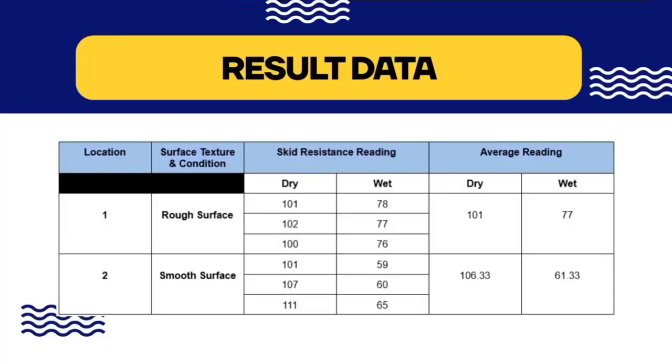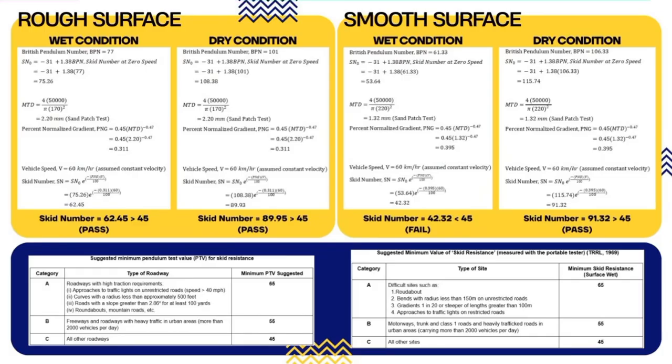For the result data at location 1 with a rough surface, the skid resistance readings under dry condition gave an average of 101 and under wet condition is 77, while at location 2 with a smooth surface, the skid resistance readings under dry conditions gave an average of 106.33, while under wet conditions, the average was 61.33. So, these are the calculations of skid number for rough and smooth surfaces under dry and wet conditions.